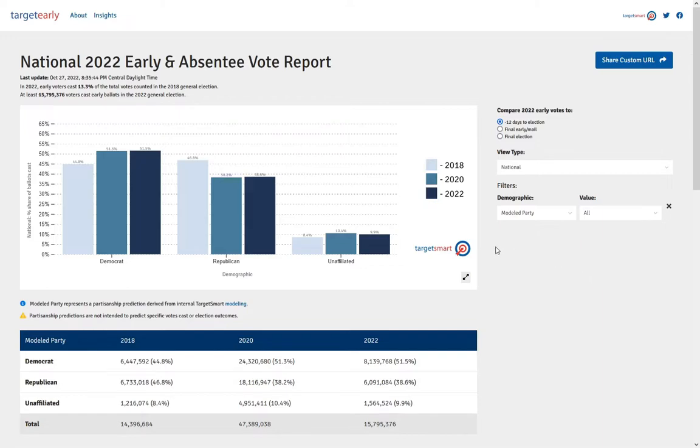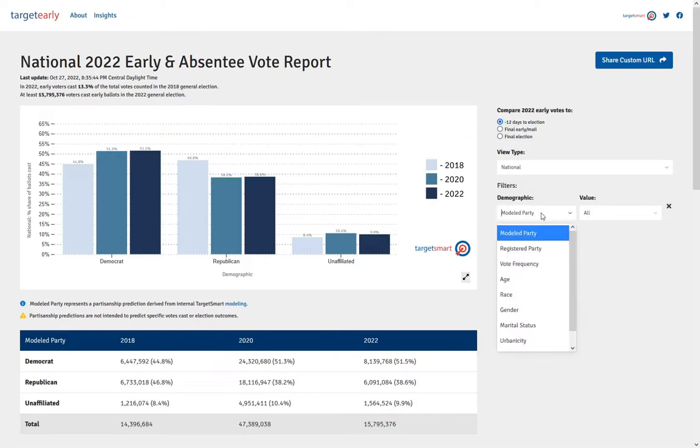So I've got TargetSmart pulled up here. This will show you how many ballots were cast early or absentee. It'll also show you this graph here to compare to 2018 as well as 2020, and it's broken down by party. Over here on the right, you can change the time frame. Right now it is with 12 days to go until the election, but down below you can click and get the final results. And under here, you can switch from national to each state.